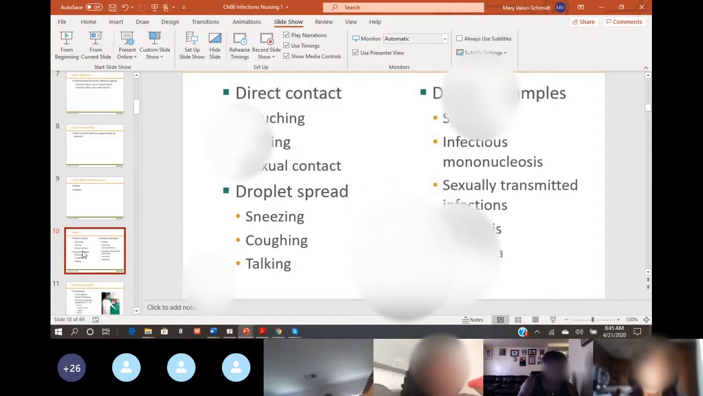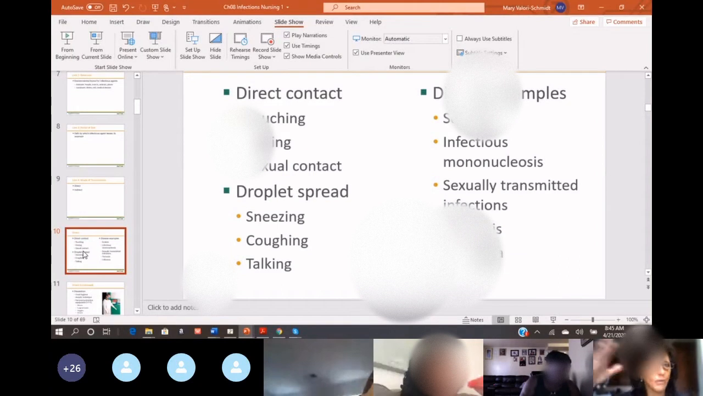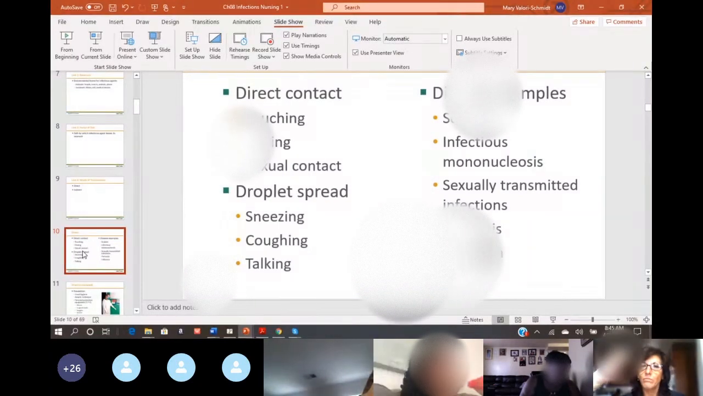That's direct contact. And then droplet, like I told you before: sneezing, coughing, talking, all of those things. The droplets can spew, and they're microscopic, from the infected person through the air, 3 to 6 feet. And please remember that, 3 to 6 feet. That's droplet, okay?